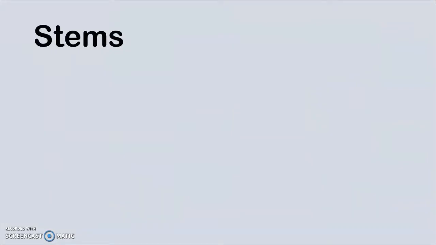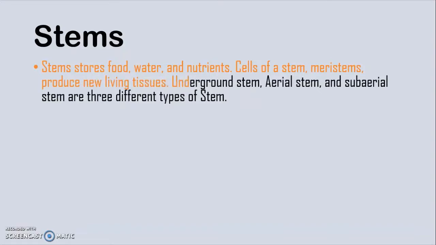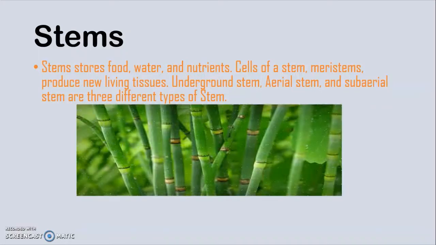Stems. So we're moving to the stems. Stems store food, water, and nutrients. Cells of a stem, meristems, produce new living tissues. Underground stem, aerial stem, and subaerial stem are three different types of stem. So, for example, this is the stem of a bamboo. Do you know what is bamboo? Very good.